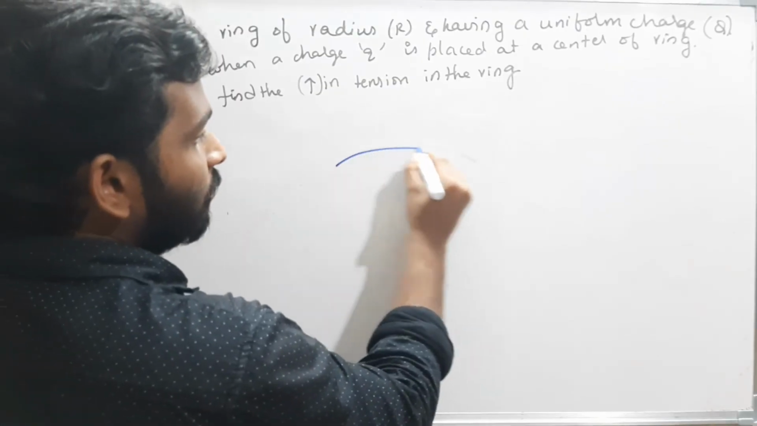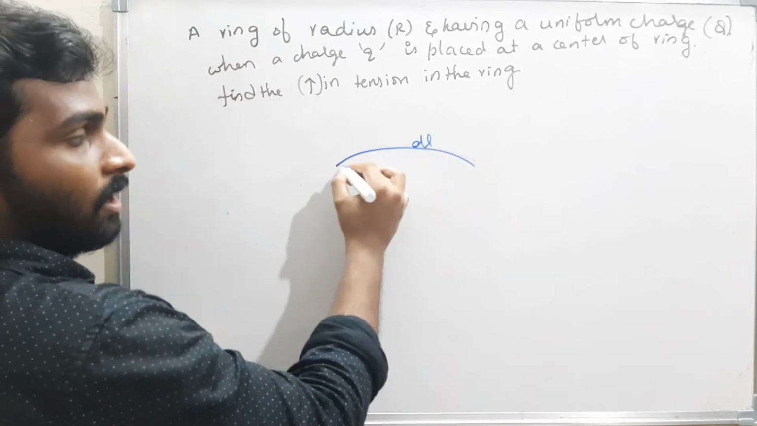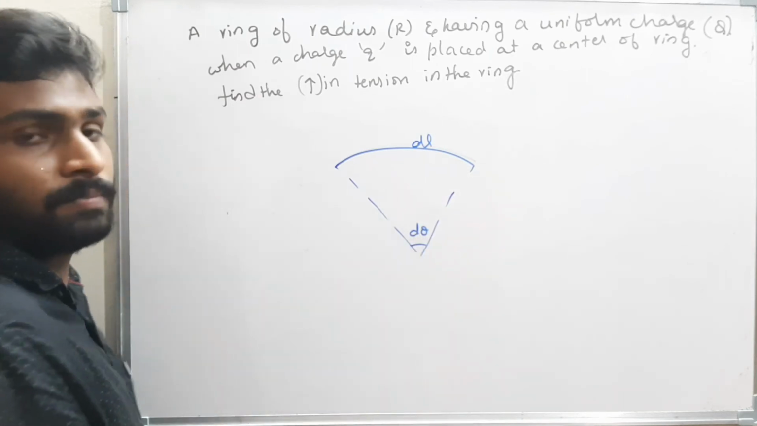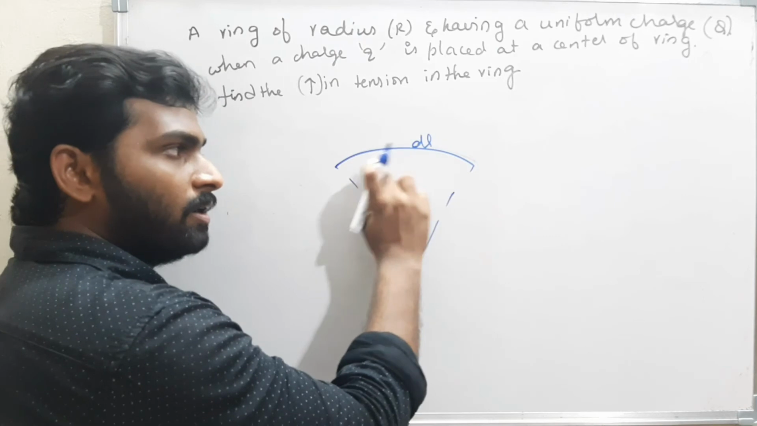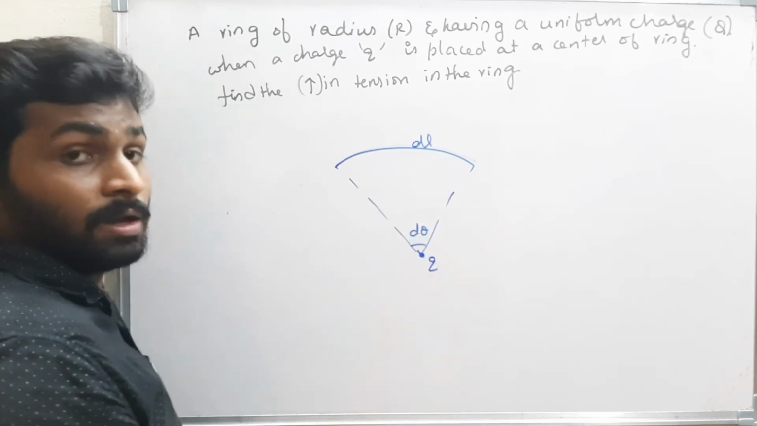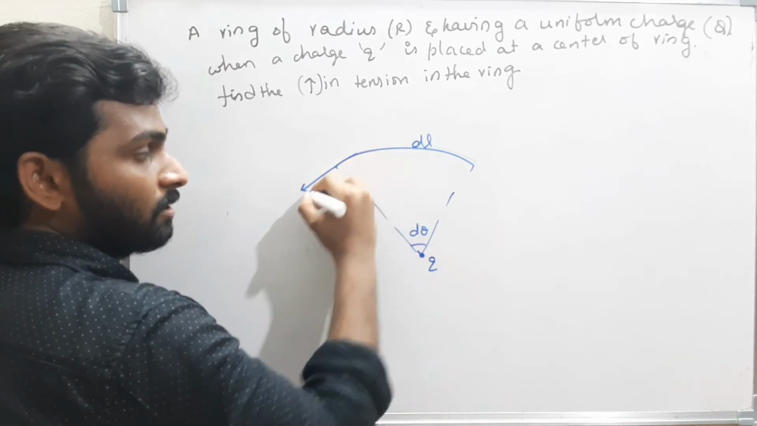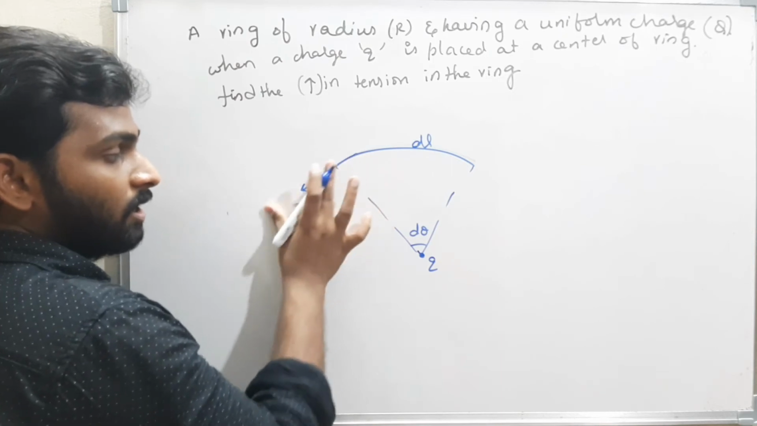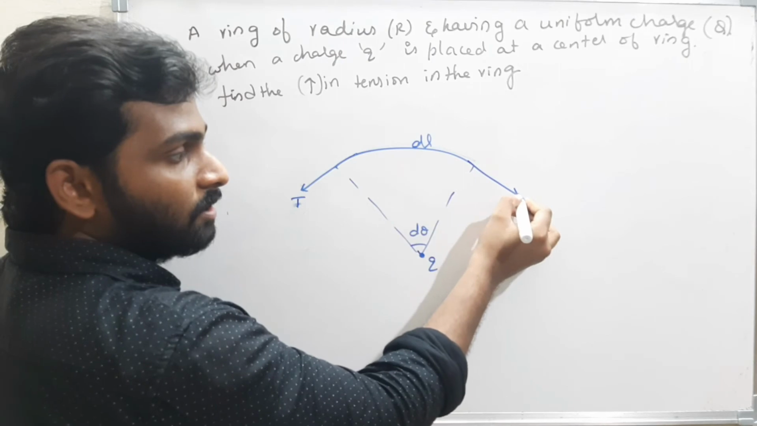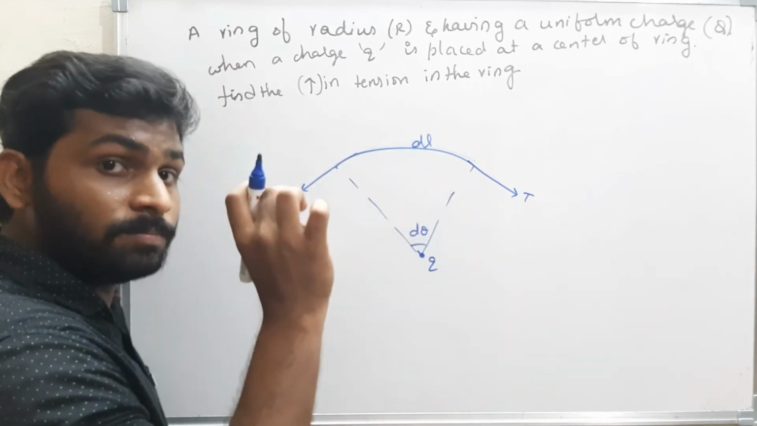Assuming a small arc, a very small arc. The length of the arc is dl, and this is making some angle d theta. Yes, I am assuming a small arc dl and the angle is d theta. And here the charge q is there. Now observe carefully what I am doing. The increase in the tension will always be in this direction. This is the increase in the tension, that is T. Now here also there will be tension, that is T. Well and good. Now dl is very small.